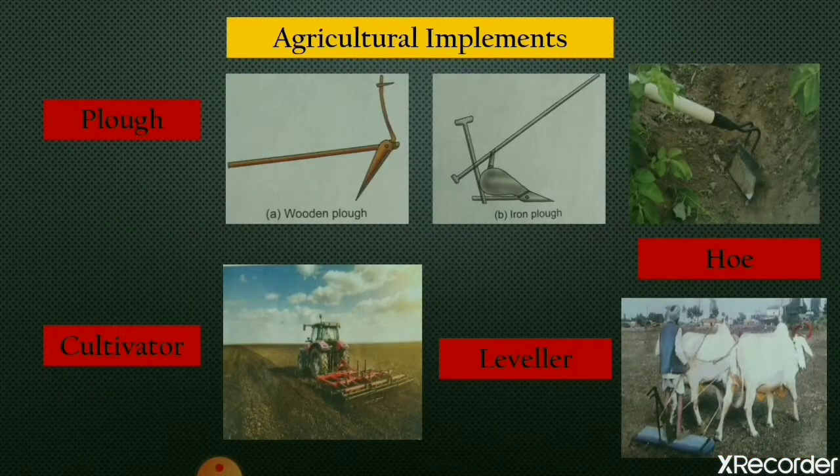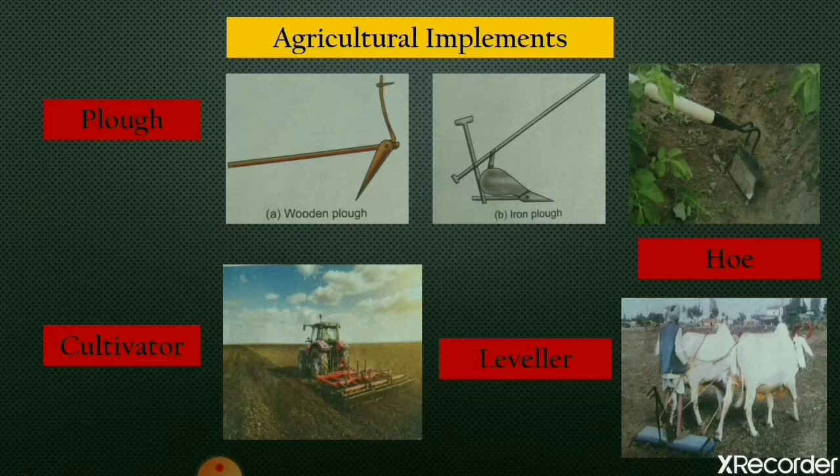Before starting the steps or practices of crop production, one most important thing is agricultural implements. What are agricultural implements? The tools or devices which we use during agricultural activities or tasks. Suppose we have to dig the soil. For digging the soil, we use a trowel or khurpi. Suppose we have to dig a soil, then first of all we will use a trowel, means a khurpi.